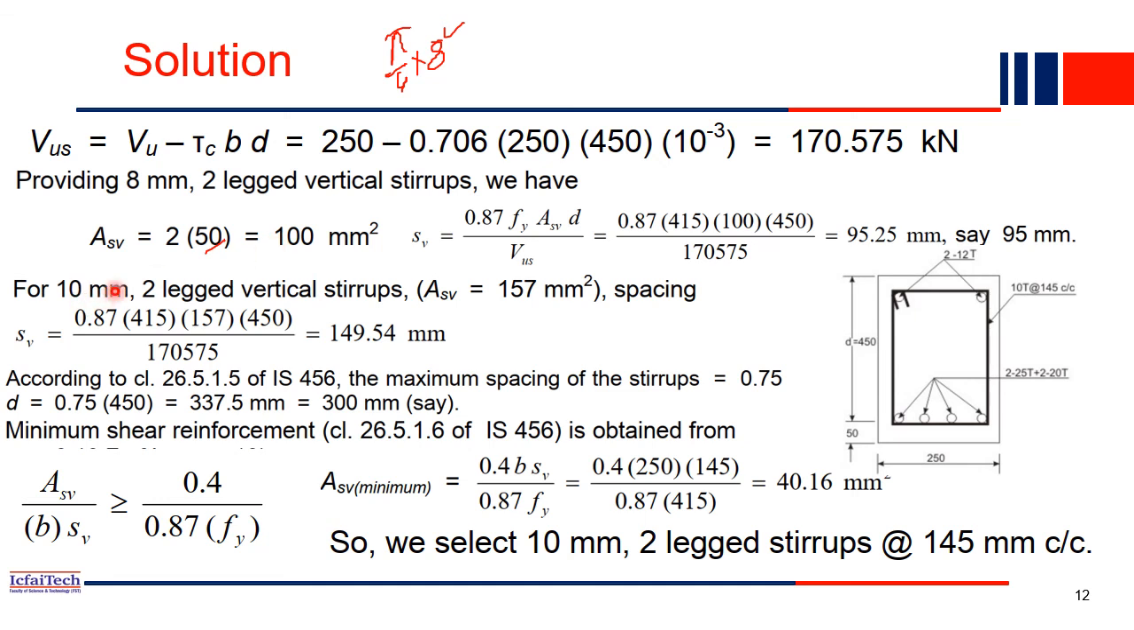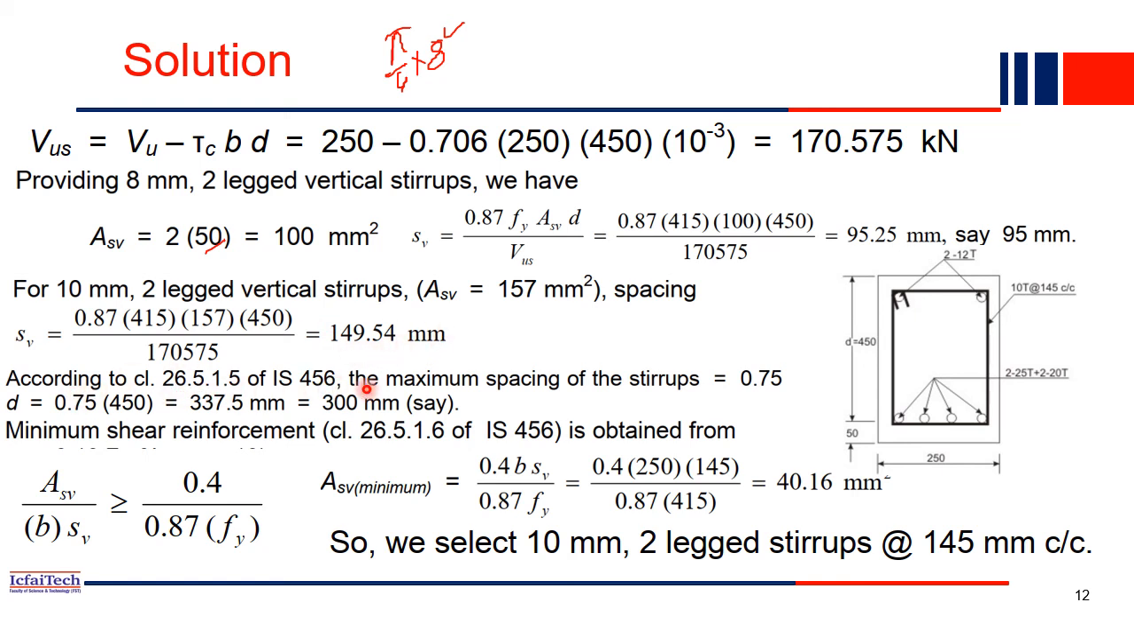Now, if you use a 10 mm bar, two-legged stirrups, then the area of ASV is 157, right? Pi by 4 into 10 square. If you do it, it will be 157 mm square. In that case, same formula, just plug in the new ASV value, and you will get it. The spacing is 149.54 mm.